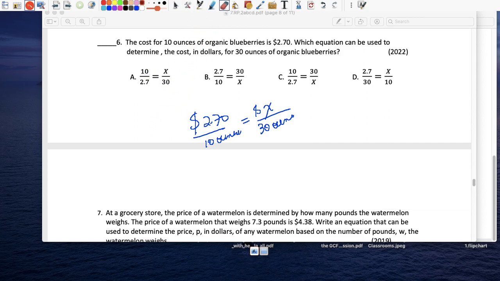Do we have anything? What the heck? No, this is okay. That over that. 2 over 7, and it should be x. No, so this is a no. 2 over 7 over 10, check. 30 over x, no, should be x over 30, so that's a no. 10 over 2.7, and then 30, no, this is a no. And then, what the heck is this? 2.7. What?